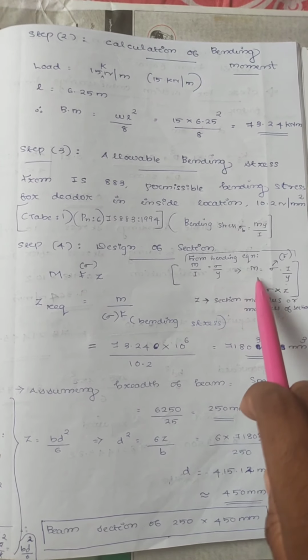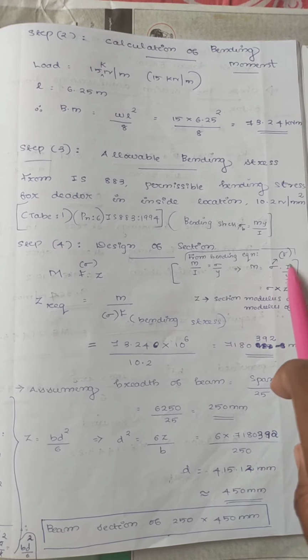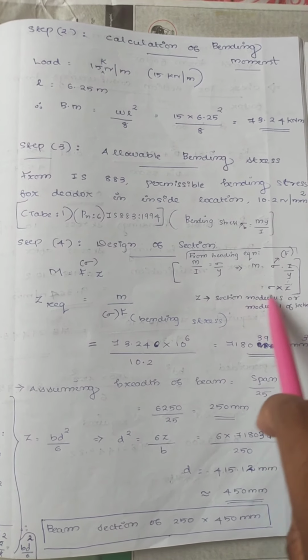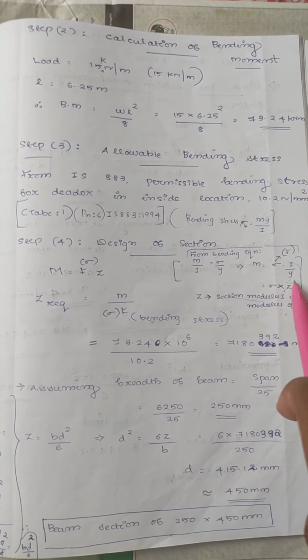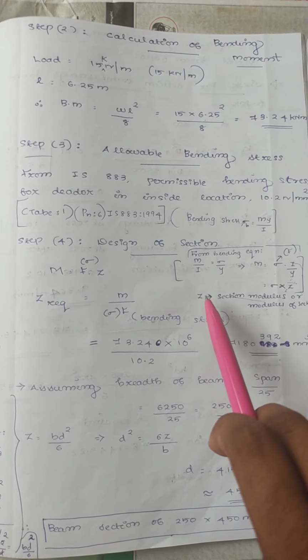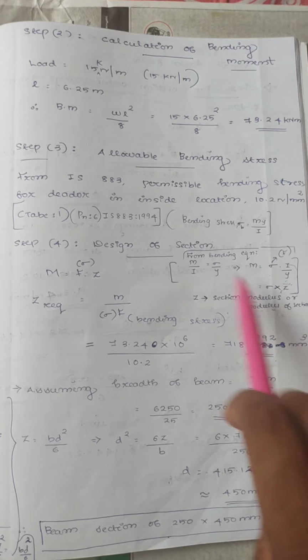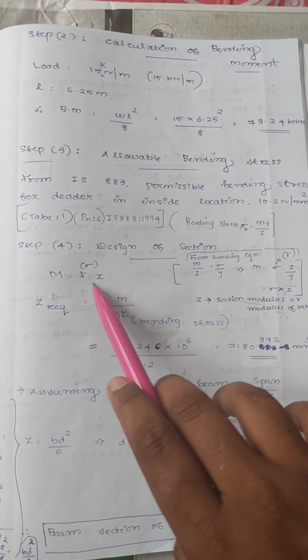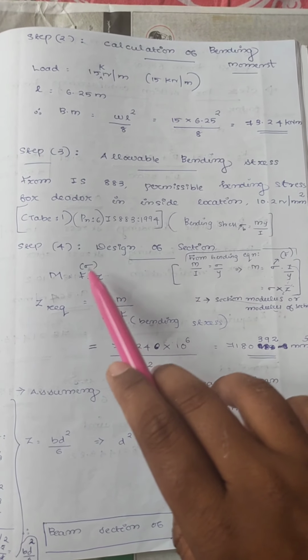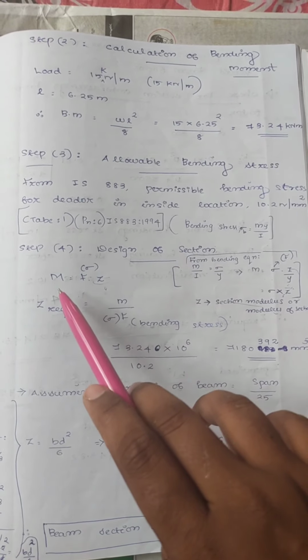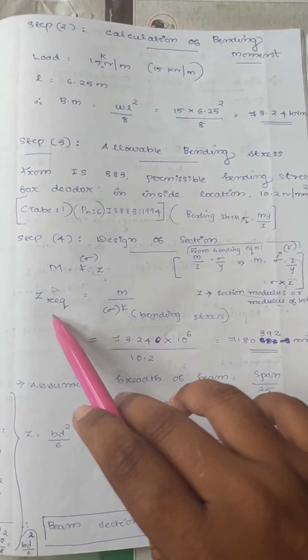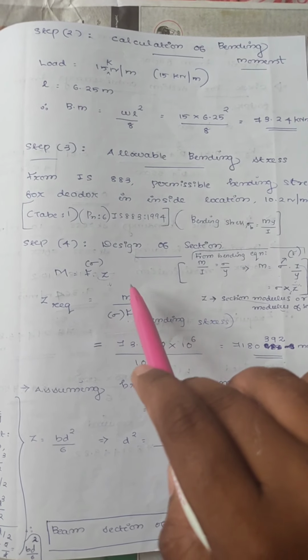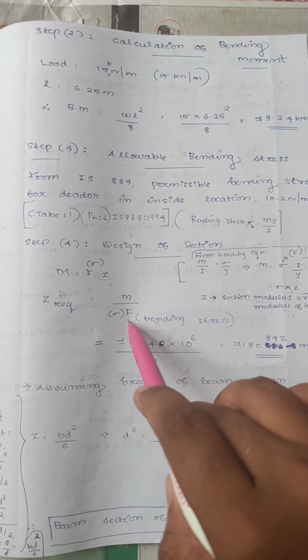Then we can write M is equal to sigma into I by y, where I by y is known as Z. Z is the section modulus. So section modulus is I by y, where Z is section modulus or modulus of section. So here we can write M is equal to F into Z, where Z is section modulus, F is the bending stress and M is the bending moment. So from this equation we can write Z required is equal to M by F, where M is the bending moment and F is the allowable bending stress.